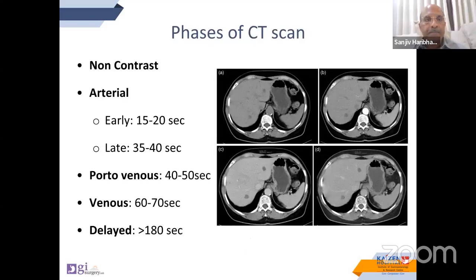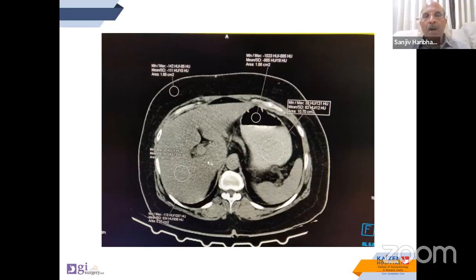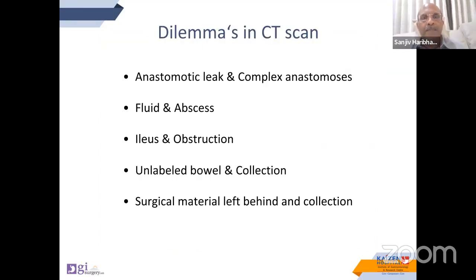So the phases of CT scan also have been covered earlier in the presentations: the non-contrast, the arterial, early, late, the portovenous phase, the venous phase, and the delayed phase. Hounsfield units has also been discussed by Puneet, how air has a minus 1000, it is black, and bone is positive, it is white.